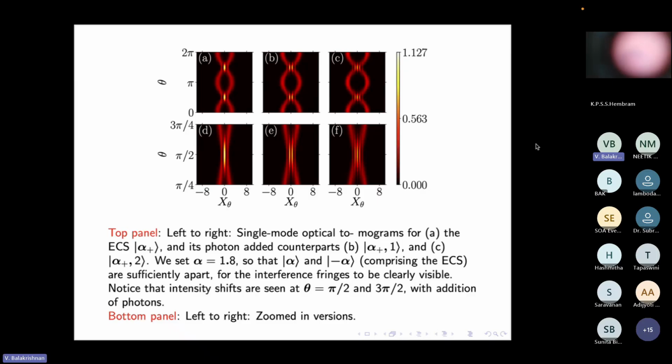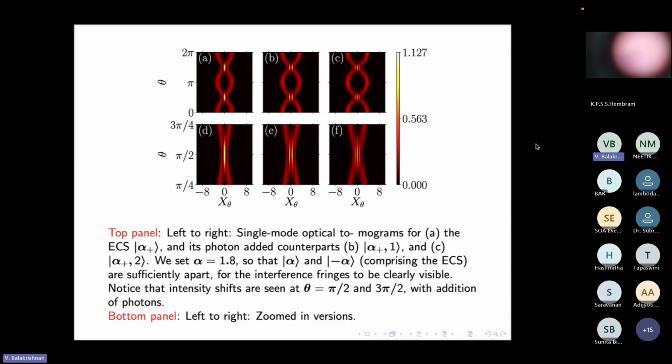You can see interesting things now. The zoomed in pictures show us that. So if you look at D, it is the zoomed in version around theta equals pi by 2. It's the zoomed in version of A, which is the even coherent states tomogram. The central part is bright.